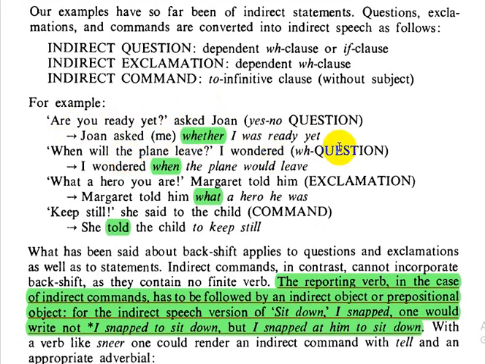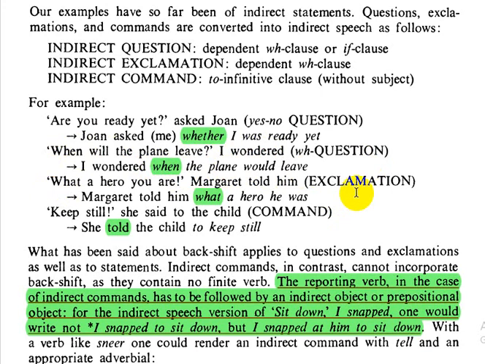Another example with a WH question. "When will the plane leave?" I wondered. So we have a reporting verb here in the past tense. I wondered. We keep the same WH word: when the plane would leave. Will into would.